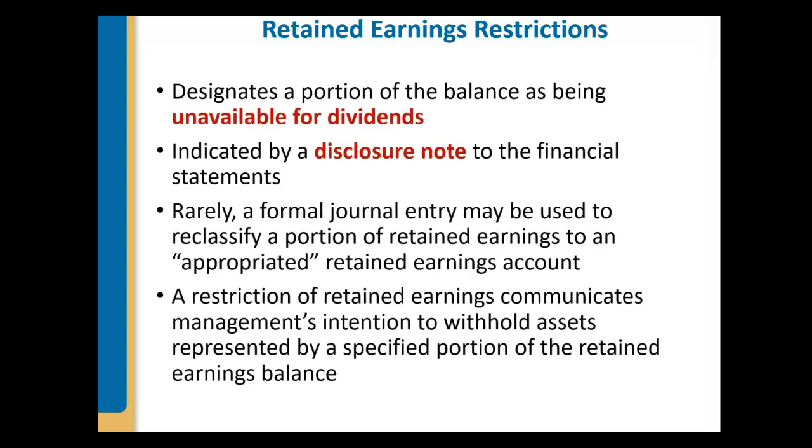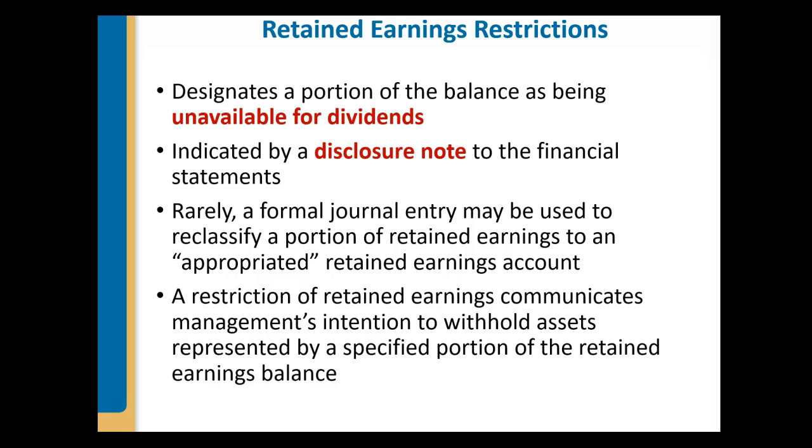Sometimes the amount available for dividends purposely is reduced by management. A restriction of retained earnings designates that a portion of the balance in retained earnings is unavailable for dividends. So companies may restrict retained earnings to indicate management's intention to withhold, for some specific purpose, the assets represented by that portion of the retained earnings balance. An example could be management might anticipate the need for a specific amount of assets in upcoming years to repay a maturing debt, to possibly cover a contingent loss, or to finance expansion of the facilities.